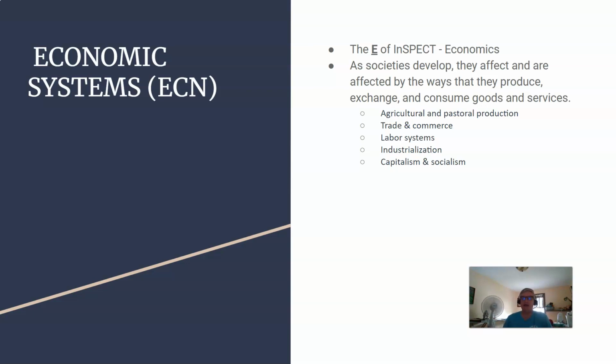Our next one is E, for economic systems. As societies develop, they affect and are affected by the ways they produce, exchange, and consume goods and services. We're talking about agricultural and pastoral, or herding, production. We're looking a lot at trade and commerce. That's a huge chunk of the course. Labor systems develop throughout the course. Industrialization will be an important part when we get to Unit 5, and capitalism and socialism will play a part in Unit 5 and Unit 6 and all the way up through Units 7, 8, and 9.